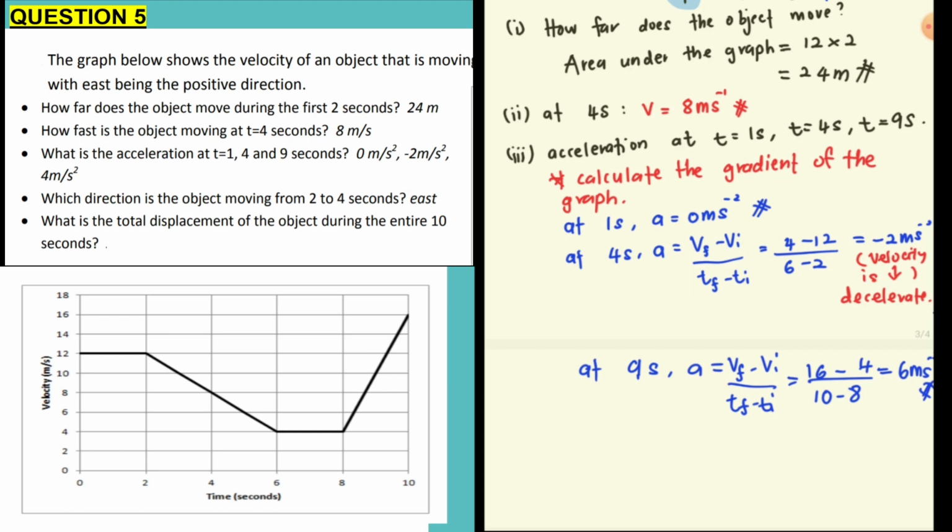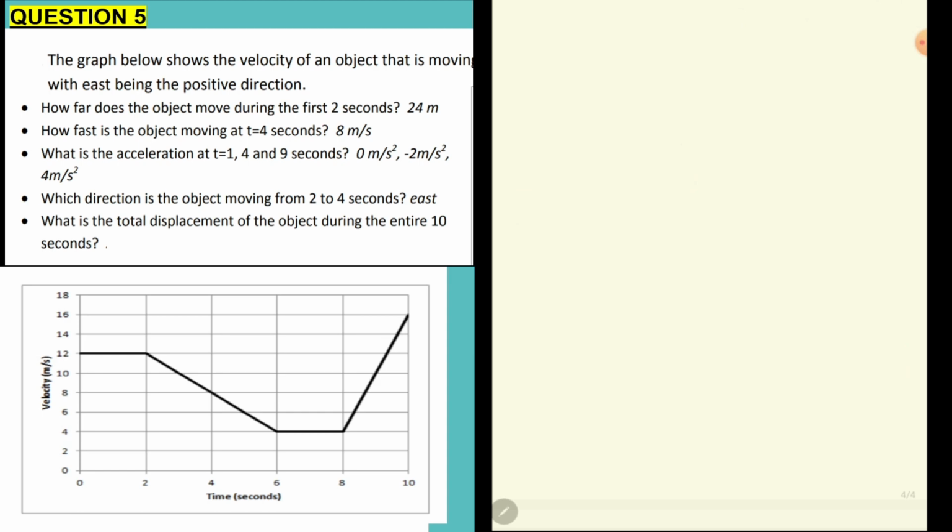What is the total displacement of the object during the entire 10 seconds? So soalan yang terakhir. What is the total displacement? So let's calculate the area under the graph. Total displacement. Calculate the area under the graph. If we look at the graph, no negative area. Semua positif.